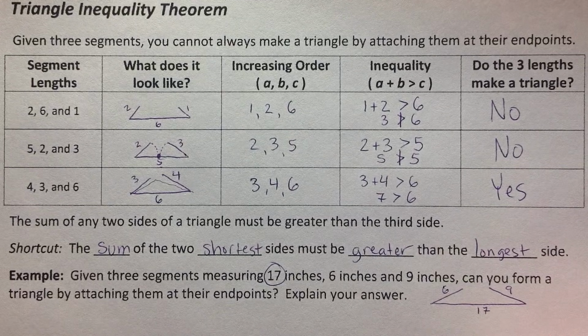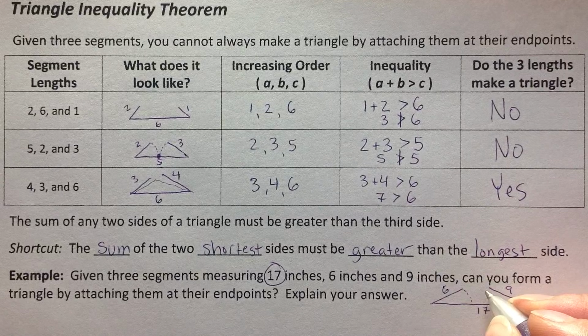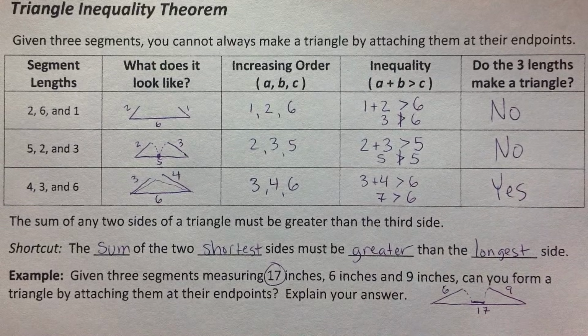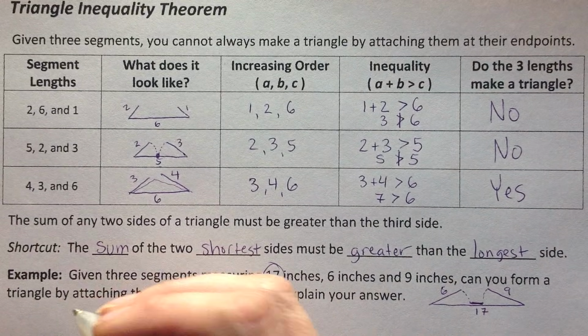I'm not going to be able to make a triangle here. They'll get close, but even when you lay these flat, if you lay down 6 and you lay down 9, you're still going to have 2 inches here, right? That where they're not going to be able to touch. So, my answer is no.